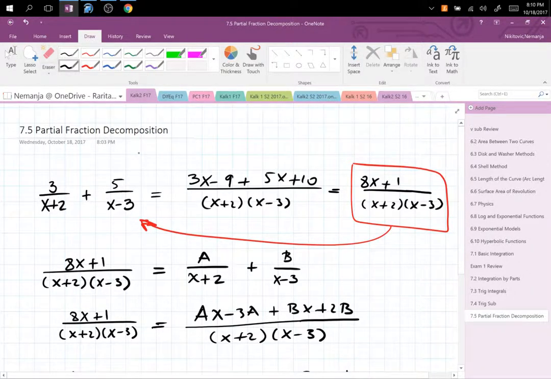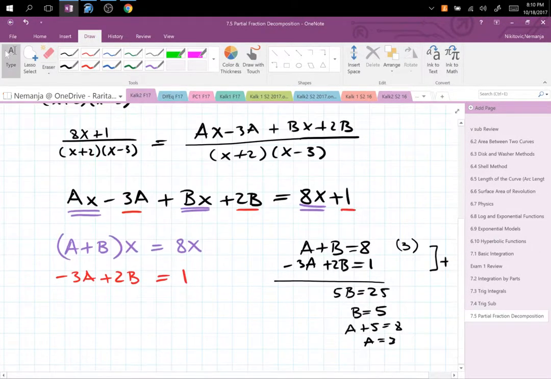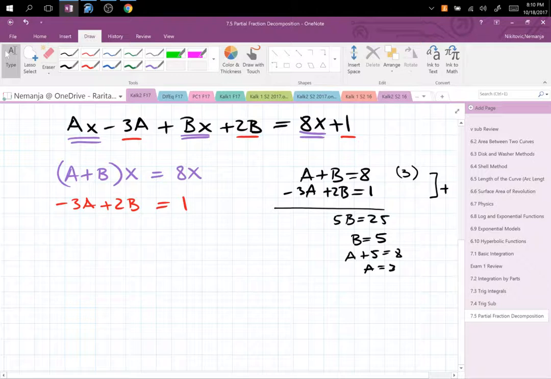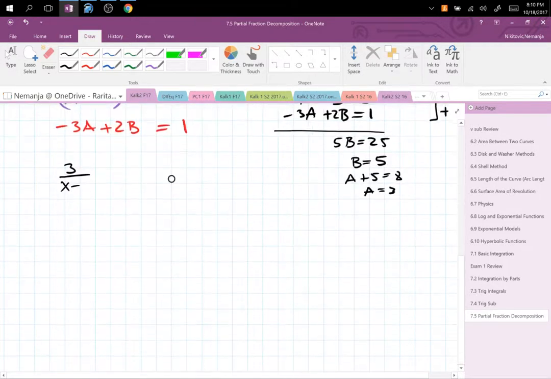So partial fraction decomposition decomposes these rational functions into addition of these. Now, why do we need this? Well, actually, let me just write this. This is 3 over x plus 2, plus 5 over x minus 3.